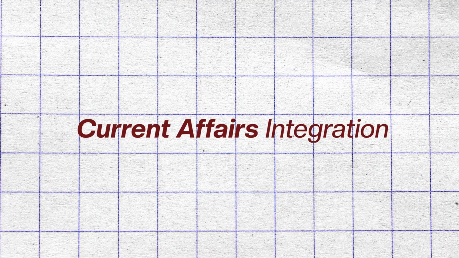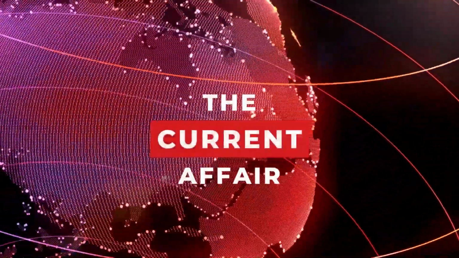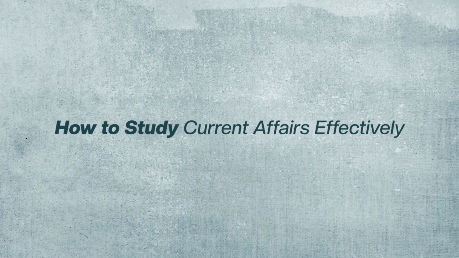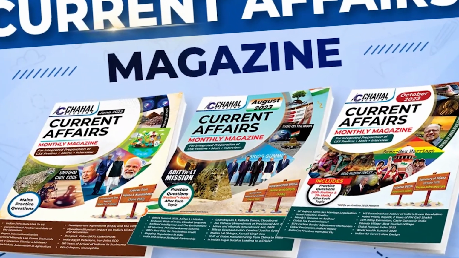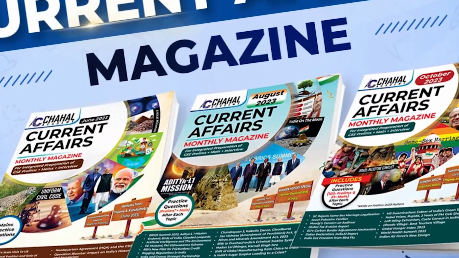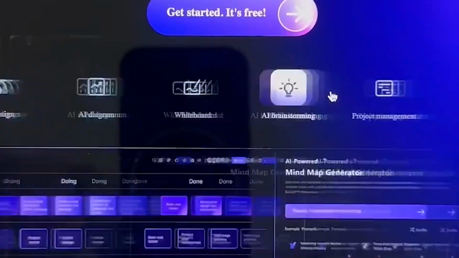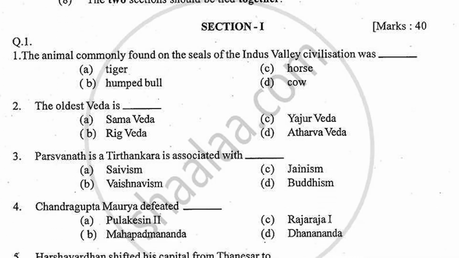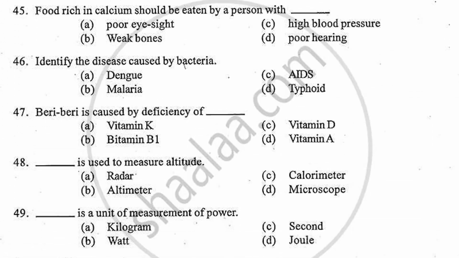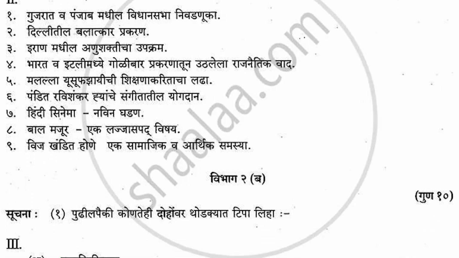Current affairs integration. Current affairs cannot be studied in isolation; they must be linked to static subjects. UPSC frequently asks contextual questions where current events reinforce conceptual understanding. How to study current affairs effectively? For that, use a monthly current affairs magazine as a primary source. Create mind maps linking major current events with the static concepts. Revise using previous years' current affairs questions to understand framing techniques.